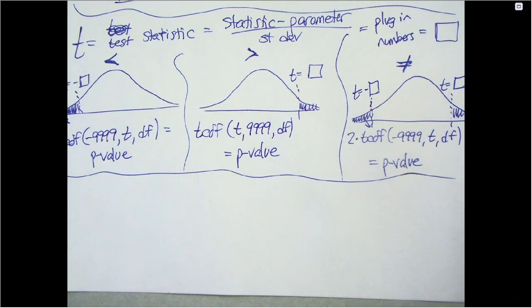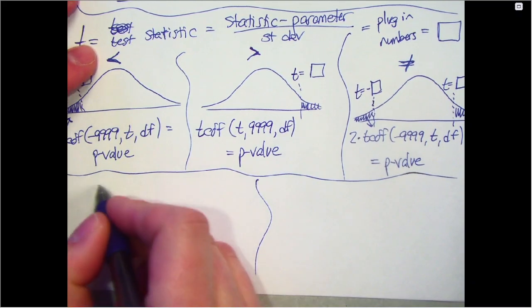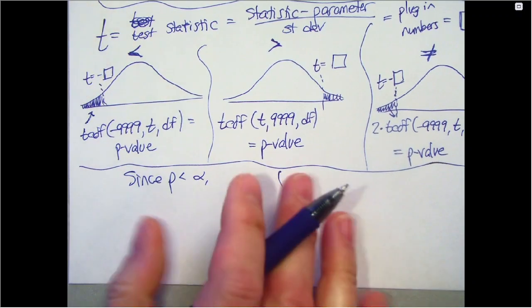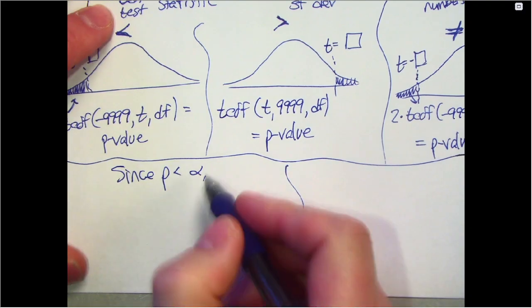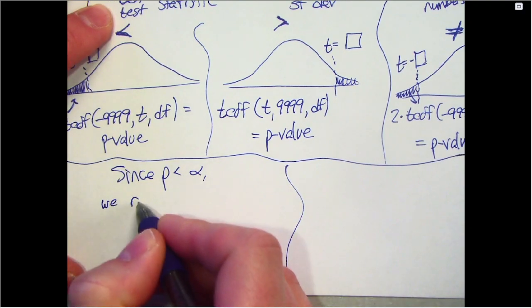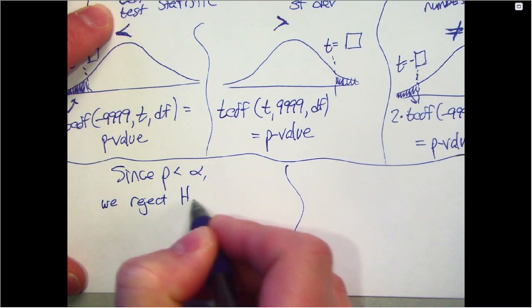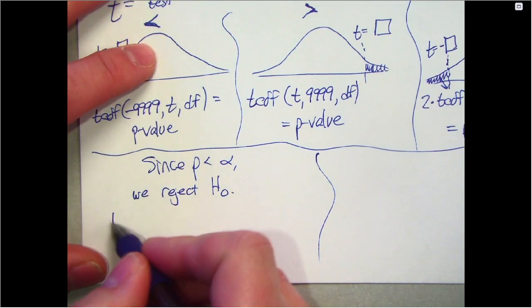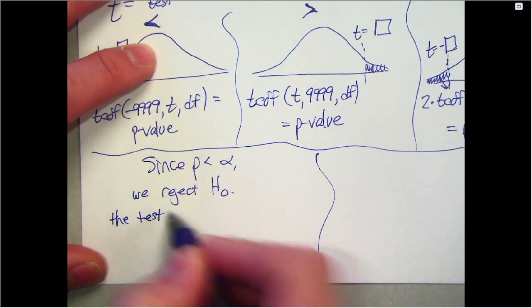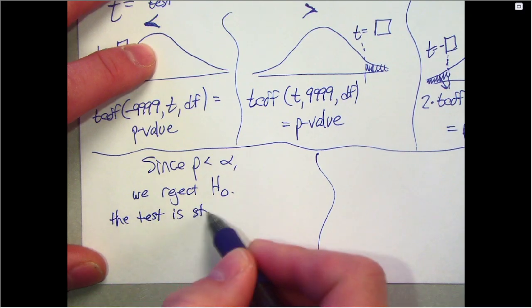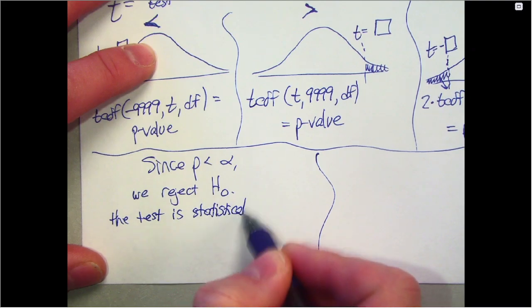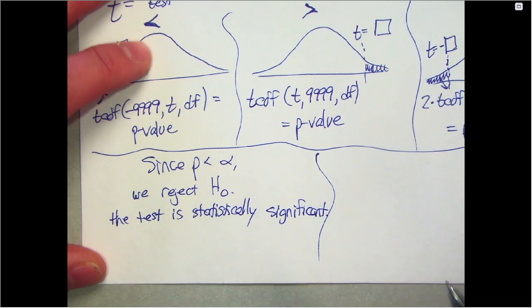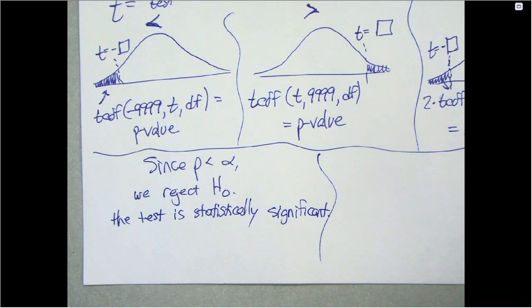Alright, then we do our conclusion. So there's 2 possibilities. So you would say, one option is since p is less than alpha, and this doesn't change from the last unit. There's kind of 3 things we say. So we reject H0. The test is or is not statistically significant. It is statistically significant. I found something significant, right? I found out that Coke was lying to us or whatever it was.